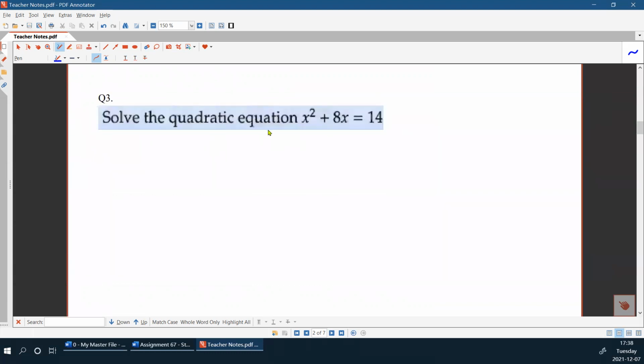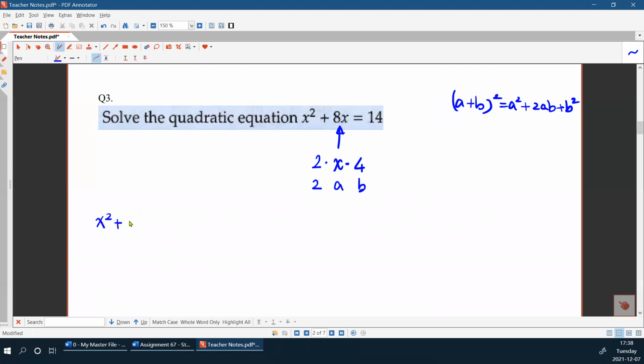Okay, third question. Solve the quadratic equation x squared plus 8x equals 14. Again, we can use this formula to complete the square on the left. On the left, we have x squared plus 8x, right? We can regard 8x as 2ab. Because a is x, 8x can be rewritten as twice x times 4, right? This is 2ab, where a is x and b is 4.